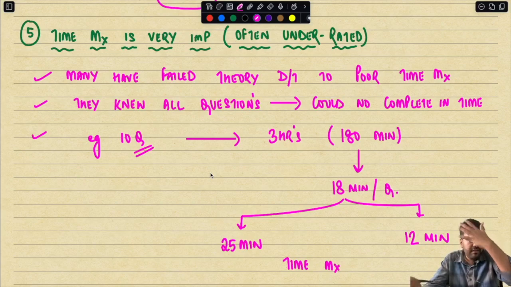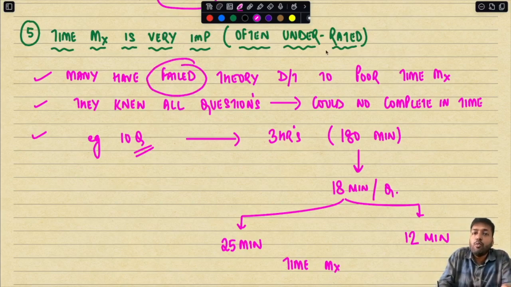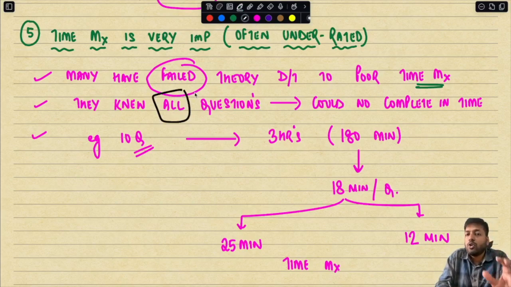So I will try to make you understand how important it is and how you can overcome this. Many have failed in theory due to poor time management. Most of them know all the questions, but they could not complete in time. This is a very, very common scenario.